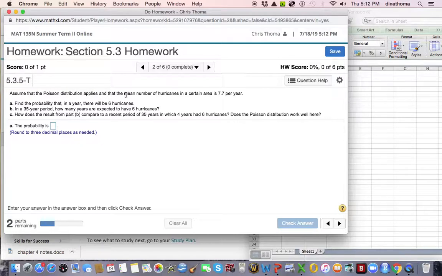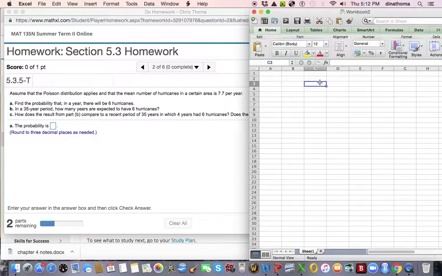So assuming Poisson distribution implies that the mean number of hurricanes in a certain year is 7.7 per year. So we get our rate is 7.7 hurricanes per year. So find the probability that in a year there will be 6 hurricanes. So the Poisson, again, because it is still in a year, my mu, or my mean, or expected value, equals the 7.7 since this problem is in years, right? So to find the probability there will be 6 hurricanes, I'm assuming they want equals.